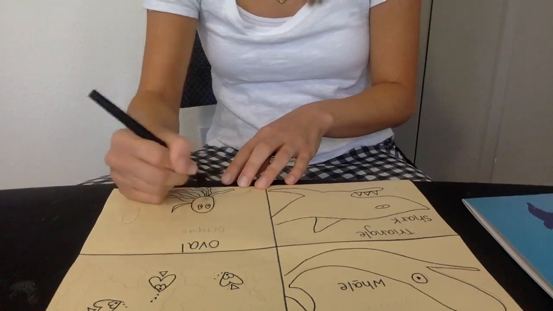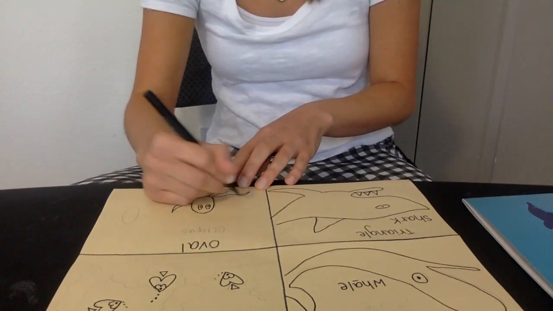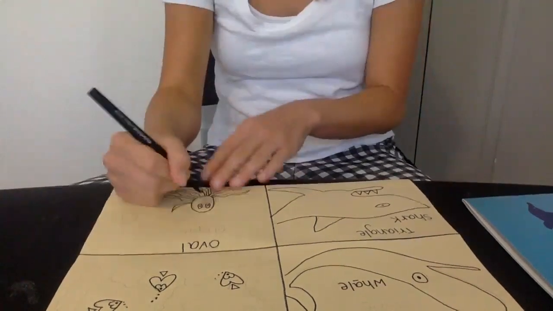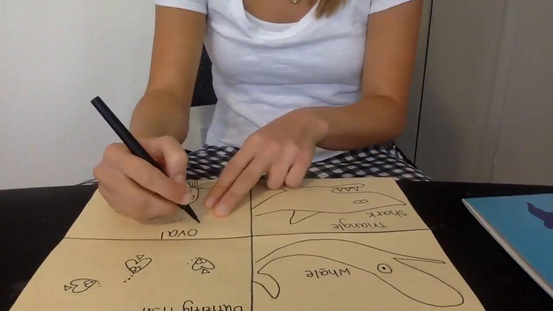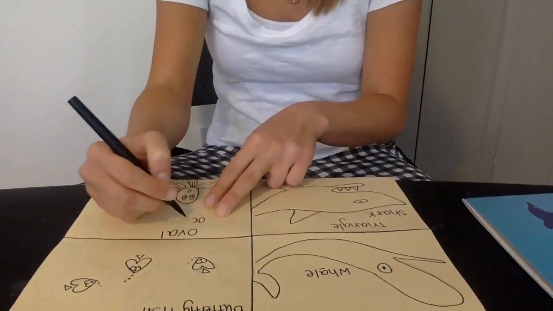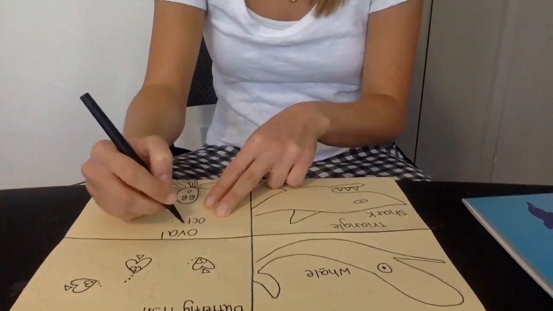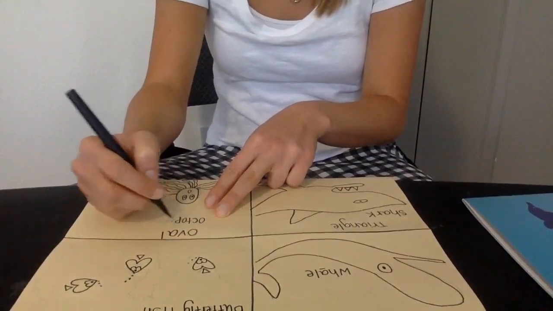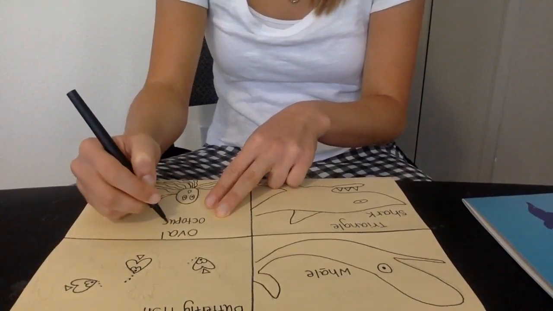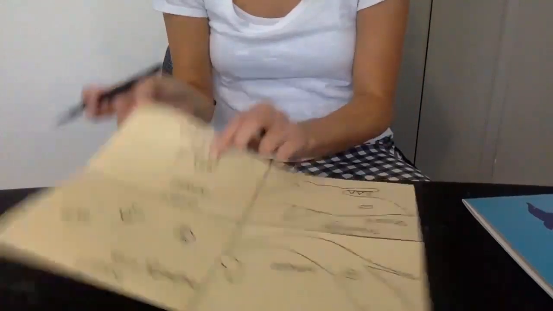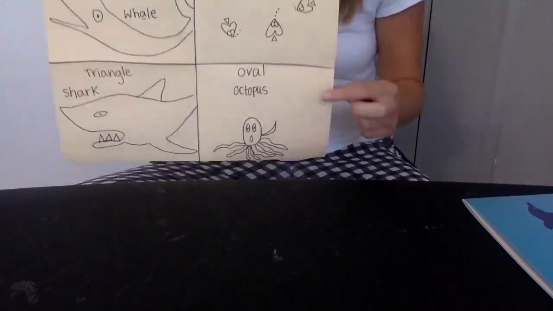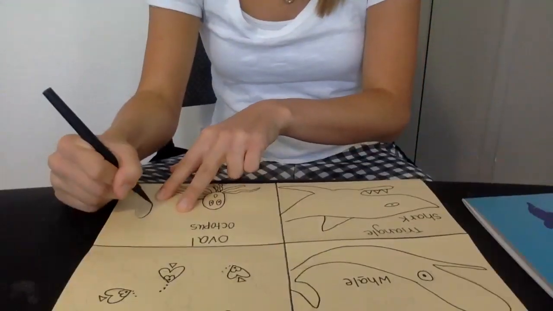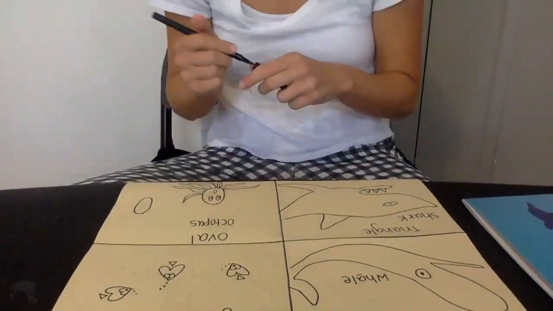And then I will draw the suction cups on the tentacles once I have 8 drawn. And after I've drawn my octopus, I'm going to label it octopus, O-C-T-O-P-U-S, octopus. And then I honestly might go back in and draw another octopus. So I'll start with another oval over here and then go ahead and give it 8 tentacles.